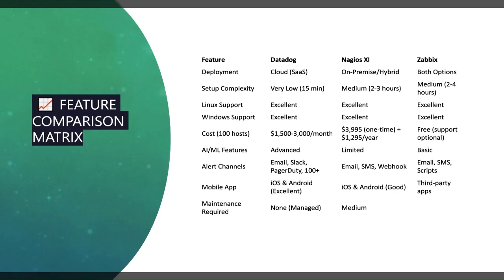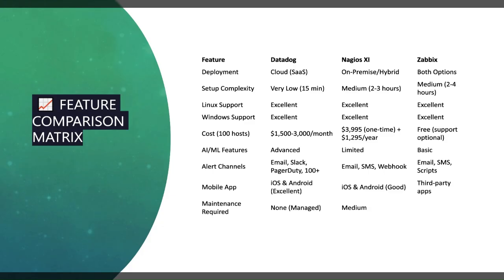Datadog, as you can also see, is on the expensive side with a monthly subscription, whereas Nagios has a one-time licensing cost. And then, like I said before, Zabbix is completely free. So even though Datadog is a little bit more expensive, it does offer advanced AI alerts and some built-in integrations, which I think would be pretty great for us.